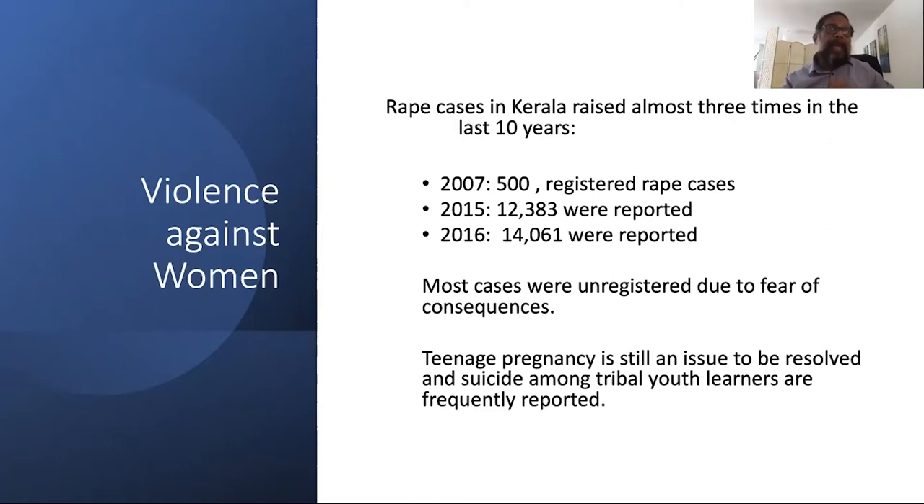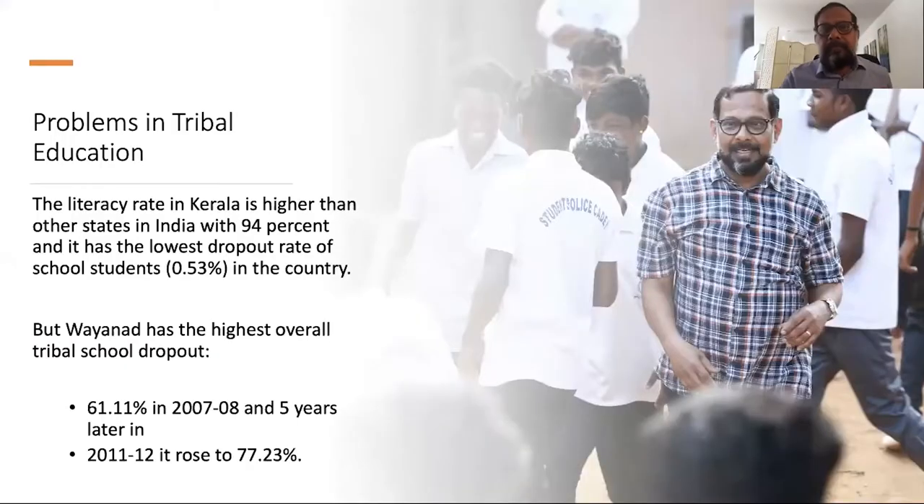So there are a lot of mental issues within the community, alcoholism, and a number of social issues which need attention. So the project, the tribal education methodology, focused on the education aspect, because again there is a problem with education. Although the literacy rate in Kerala is higher than other states in India at 94%, and it has the lowest dropout rate of school students.